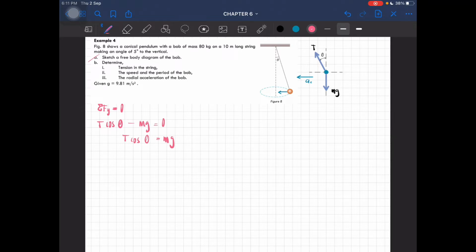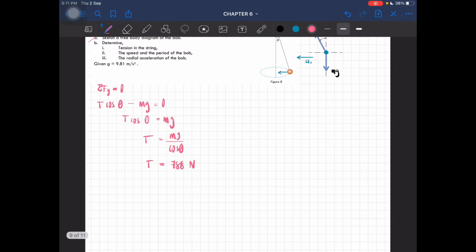Okay, so now T is mg over cos theta. So the tension is equal to 788 Newton. I won't do any substitution, okay? Just to keep our videos short. Okay, so we found the tension in the string. Now we have to find the speed and the period.